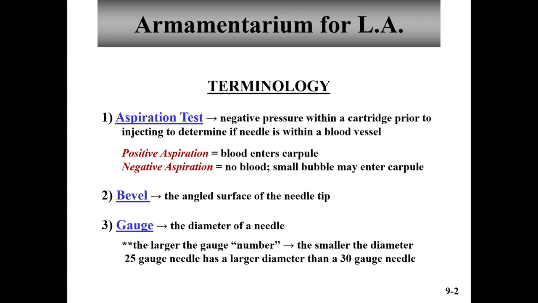The bevel is the part of the needle that is angled, and it is because it's angled that the needle is sharp, that it has a tip. Within that angled surface, when you look at a needle, you'll see a tiny hole, and that's where the anesthetic comes out, through the bevel.